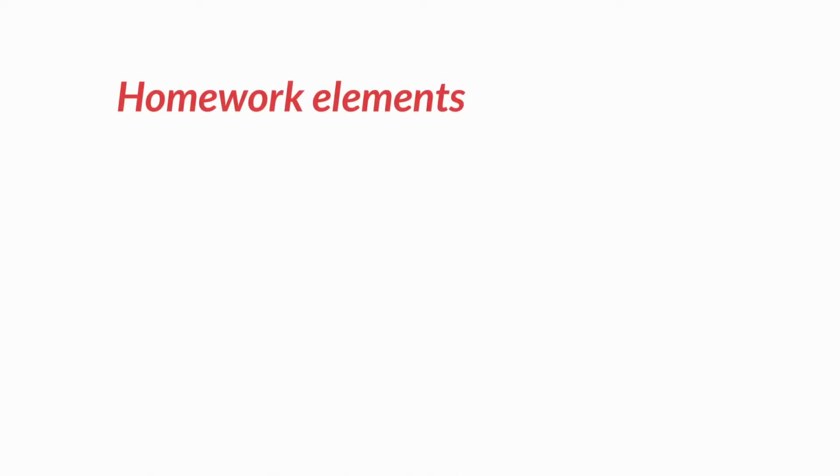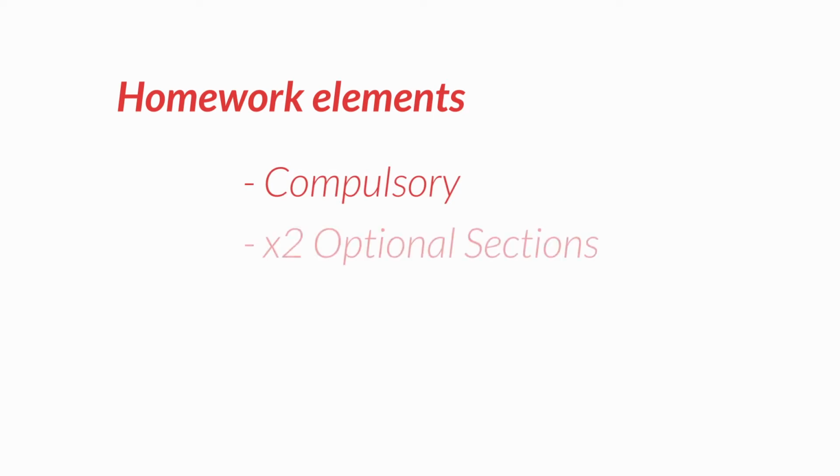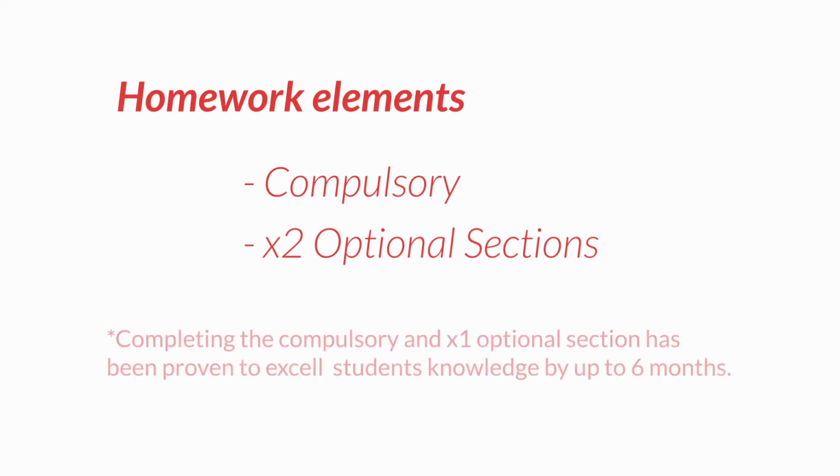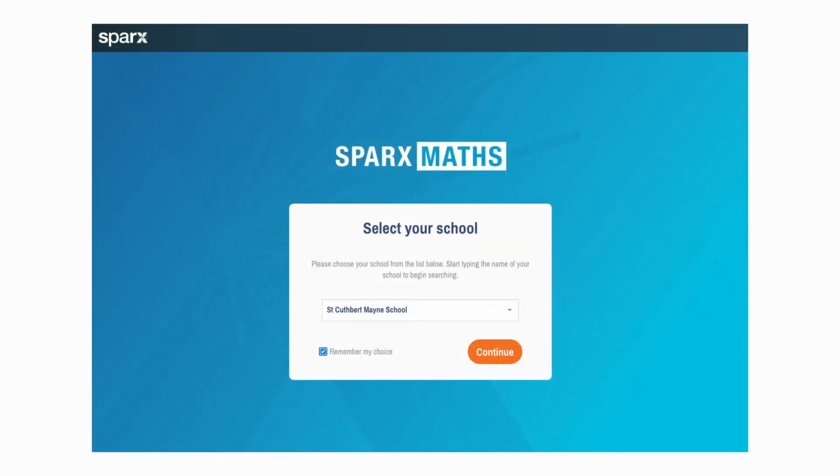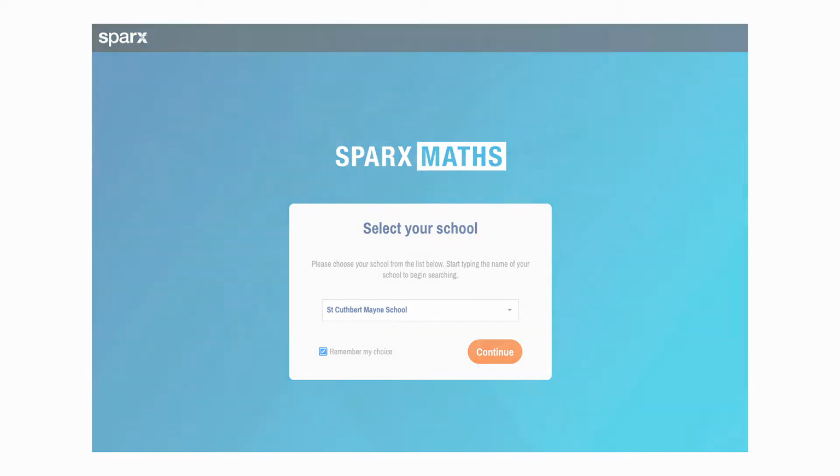Homework consists of 3 different sections: a compulsory section, which all students must complete 100% of, and 2 optional sections. Completing the compulsory and 1 optional section has been shown to improve students' abilities by up to 6 months. Excellent for catch-up should any student not be able to attend school. We support Sparks homework with 2 after-school sessions on a Monday and a Tuesday. All students are welcome, and currently we run 3 separate rooms which link to the 3 bubbles the school have implemented.